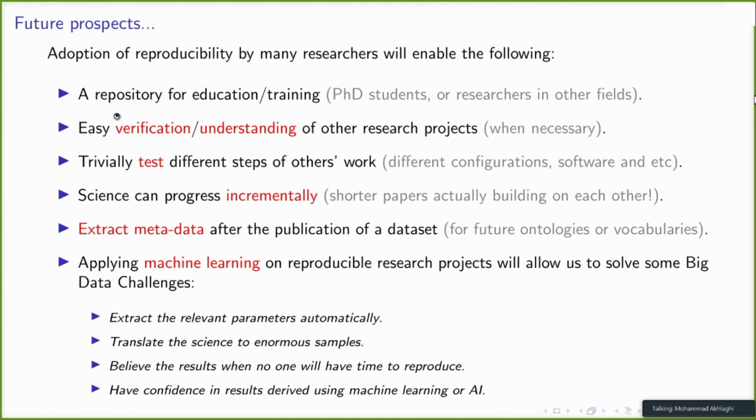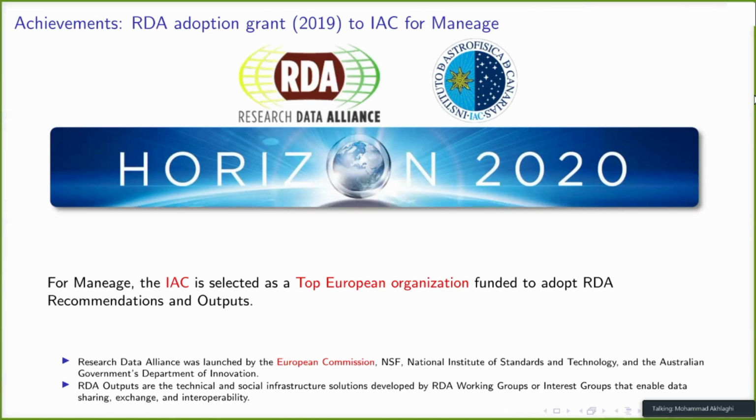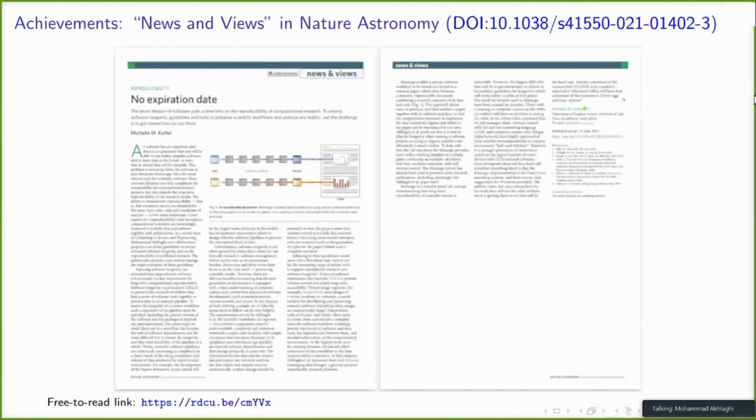So as a final slide, I'm just showing the future prospects. It's great for researchers in other fields or PhD students to see exactly how you've done something, to verify, to test incrementally, to do machine learning. For example, if you have hundreds of pipelines like this on galaxy evolution, you can use machine learning to find the best data set, the best analysis method, and the best software versions to make a certain research project.